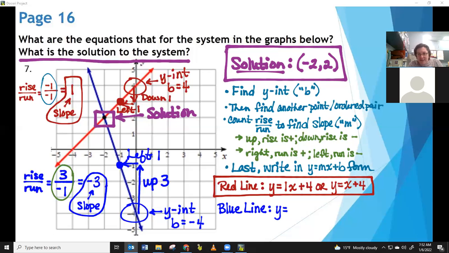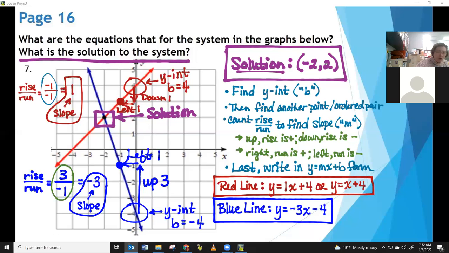Close, Elijah. You just missed a sign. Anaya, same thing. You just missed one sign. Go back and look at what our slope is. Very, very close. There you go. -3x, because when we simplified our slope, we had 3 over -1. So that simplified to -3. -3x minus 4. Nice job, Elijah, as well.